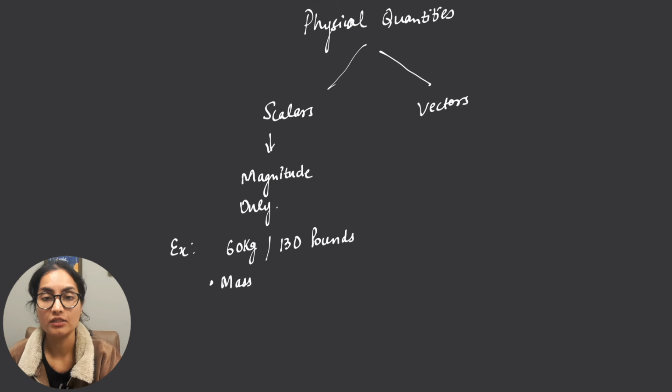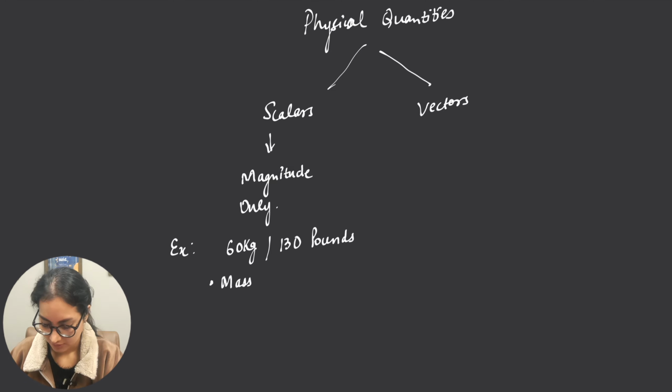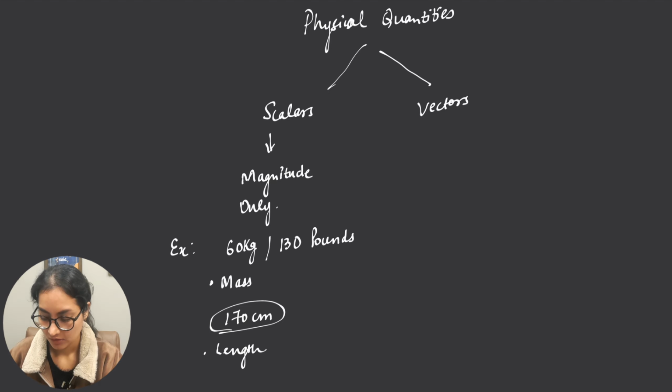If I ask my friend, what's your height? If the height is 170 centimeters, this is the magnitude only. That means length is also a scalar. So what are vectors? The quantities which have magnitude and direction both.